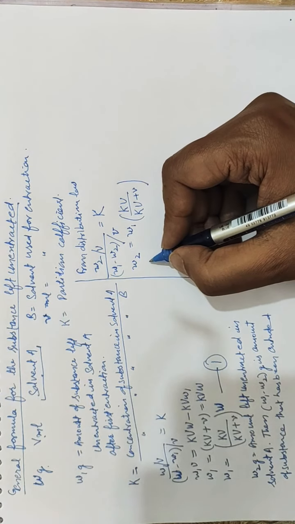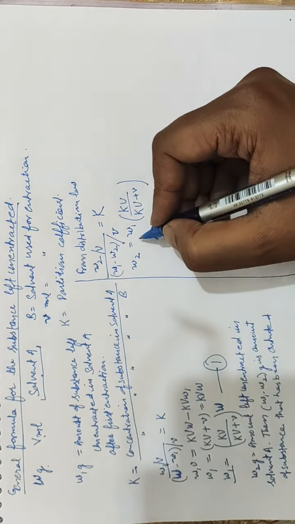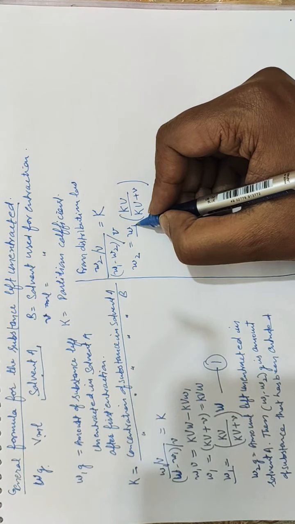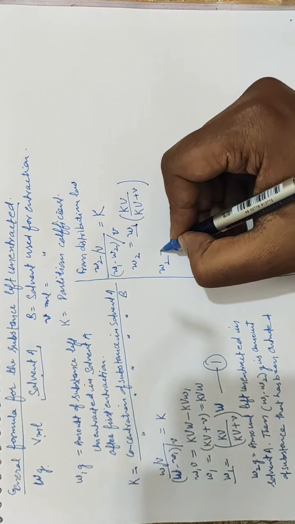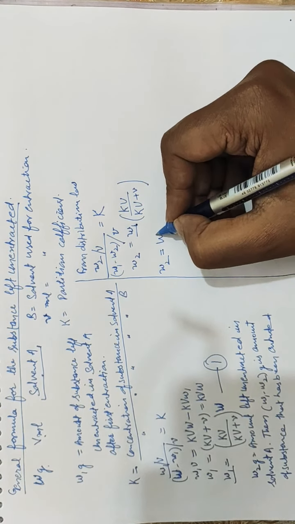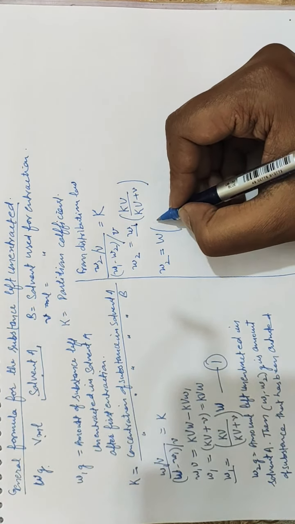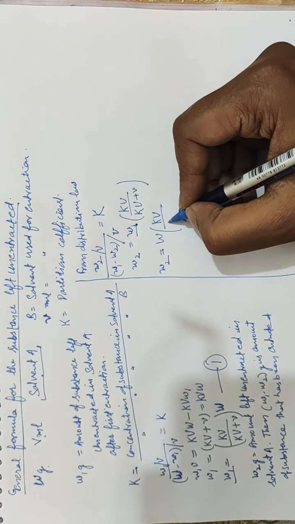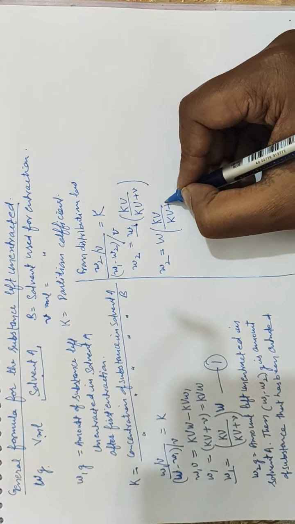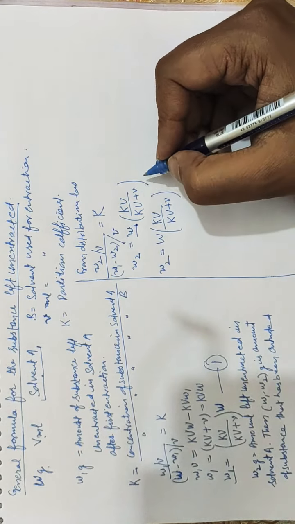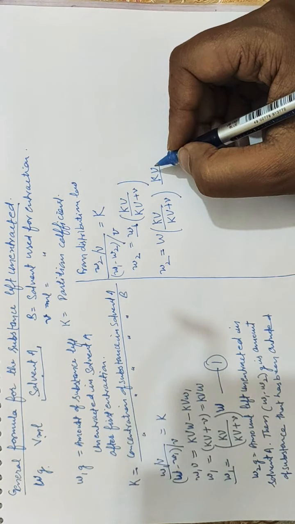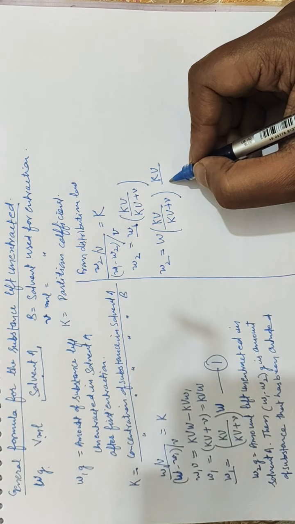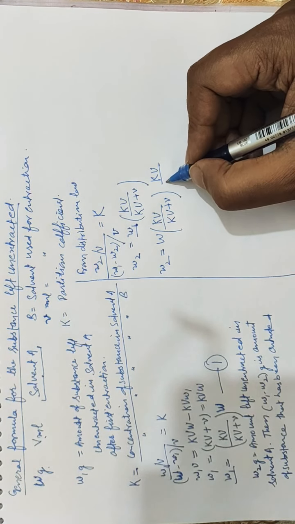So substituting the value of this w1 into this equation, we will get small w2 equal to capital W into K v over (K v plus V) into K v over (K v plus V). It is very interesting if you know the basic rules of derivation, how to derive an equation, and the basic algebra.